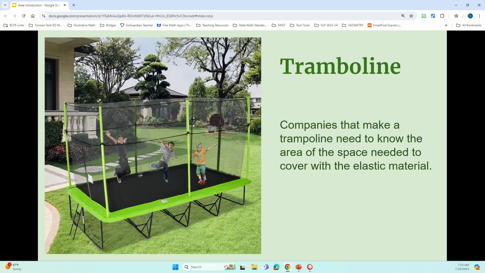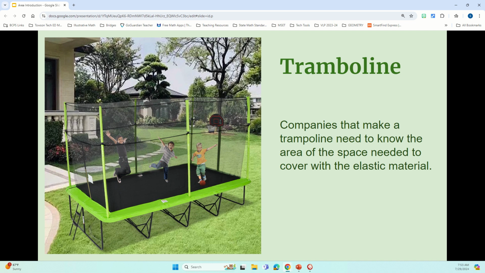So in this unit, we are going to be taking a look at area, a variety of shapes and polygons. And in this quick video, we're just going to look at what is area. Area can be found all around us.